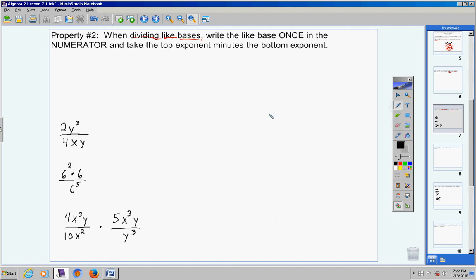If this would have been 2 plus y cubed, you could not use this property. If it was 4 plus xy or 4x plus y, that's two terms, you could not use this property. You can only use this property when you have one term up top and one term in the bottom. Remember, positive and negative signs are what divide an algebra expression into terms, okay?